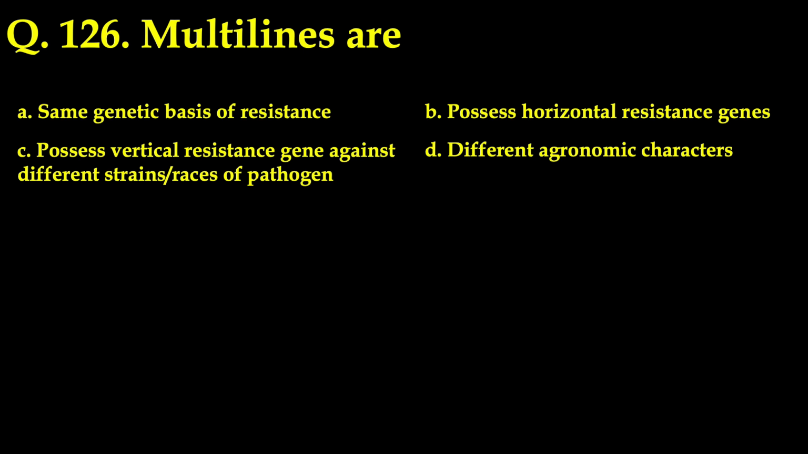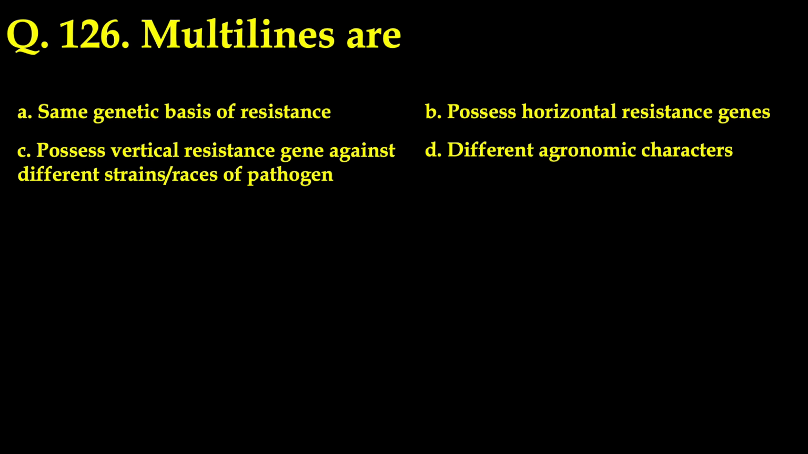There are 4 options. Some genetic basis of resistance possesses horizontal resistance gene, then possesses varietal resistance gene against different strains or races of pathogen, and the last option is different agronomic characteristics. Before answering this question, we should understand what we mean by multiline.